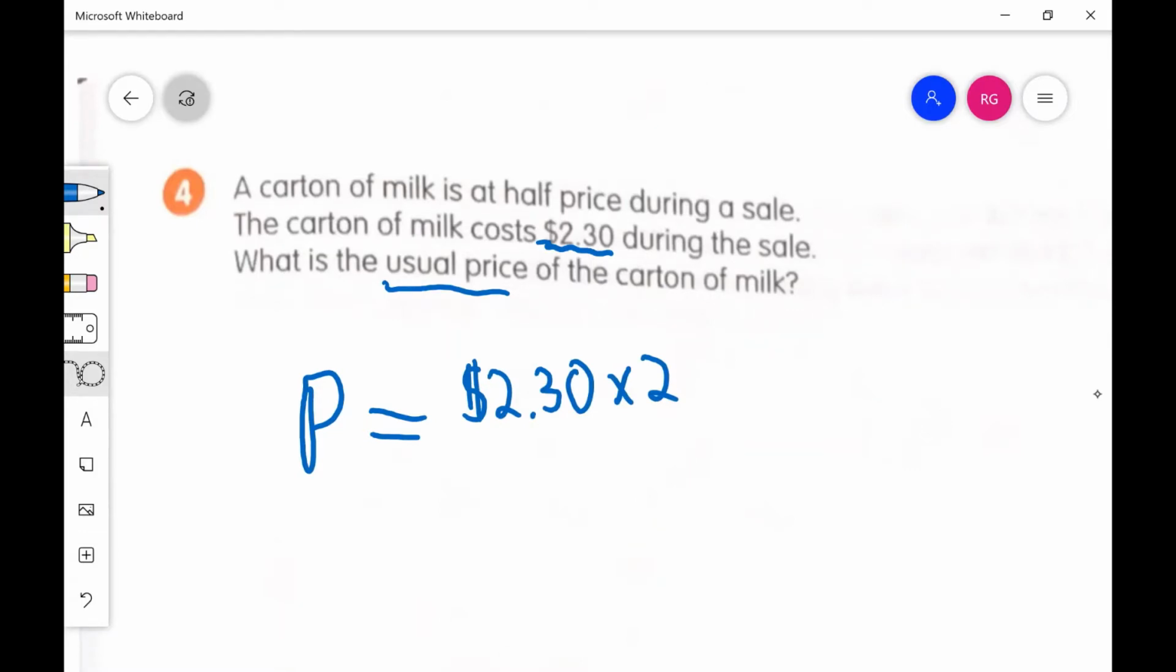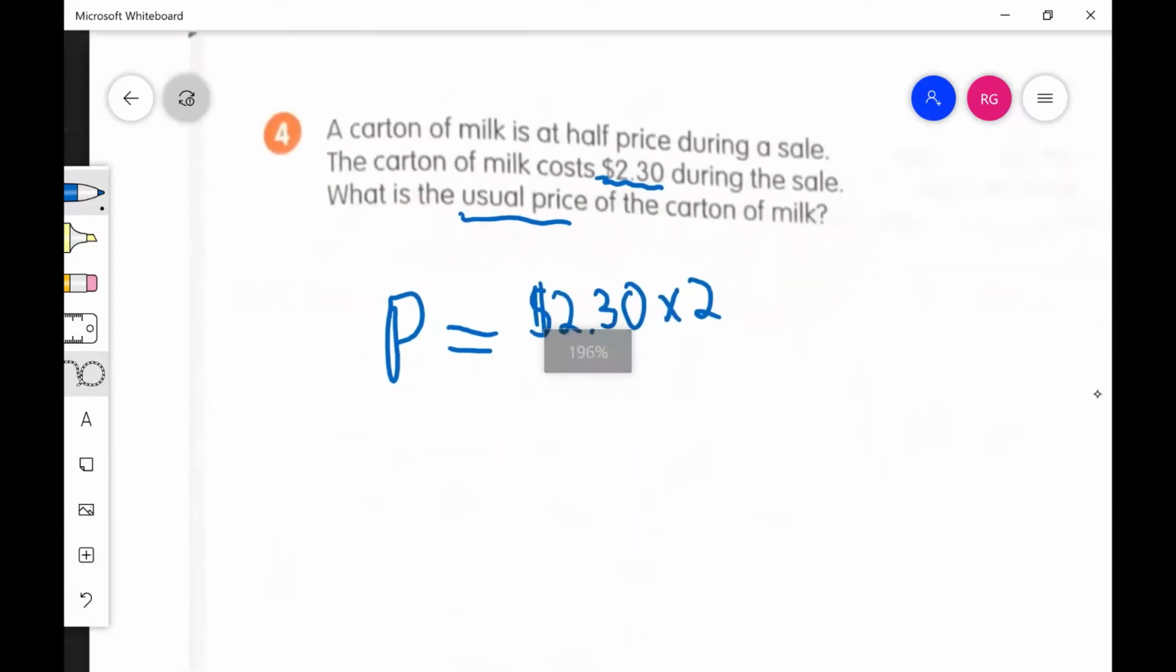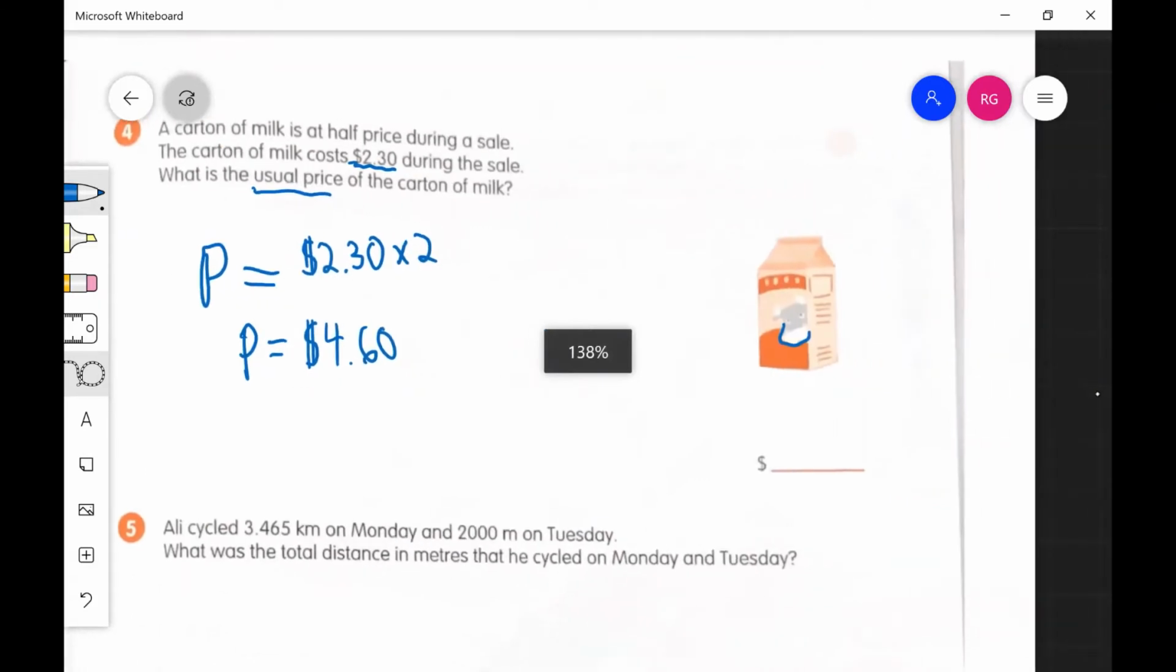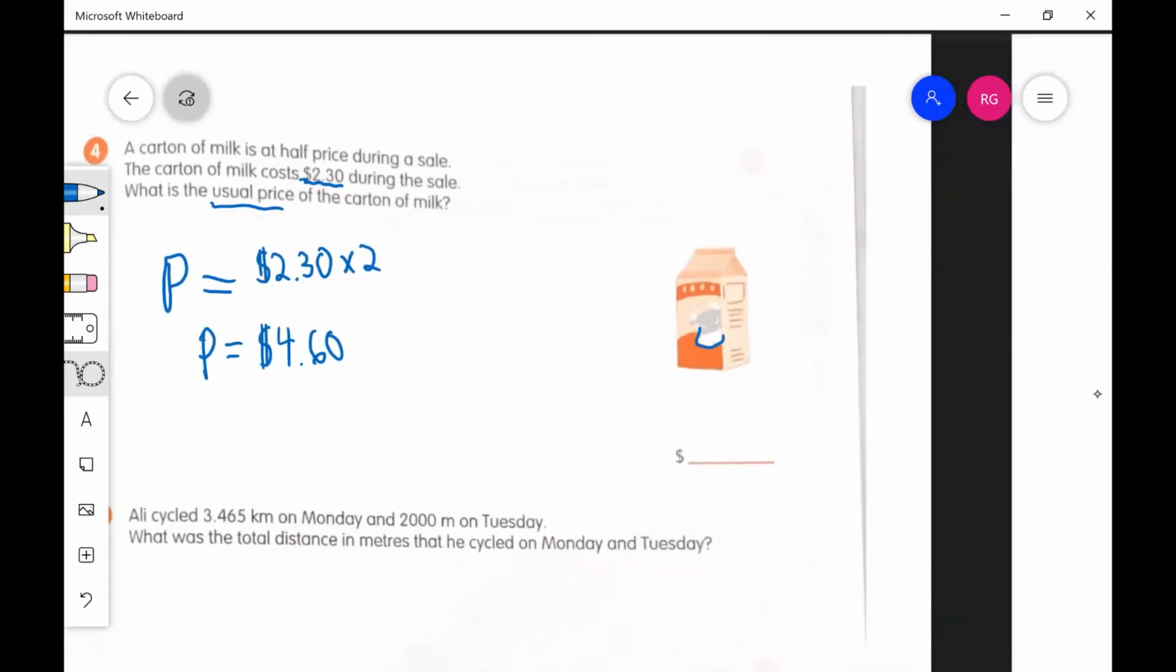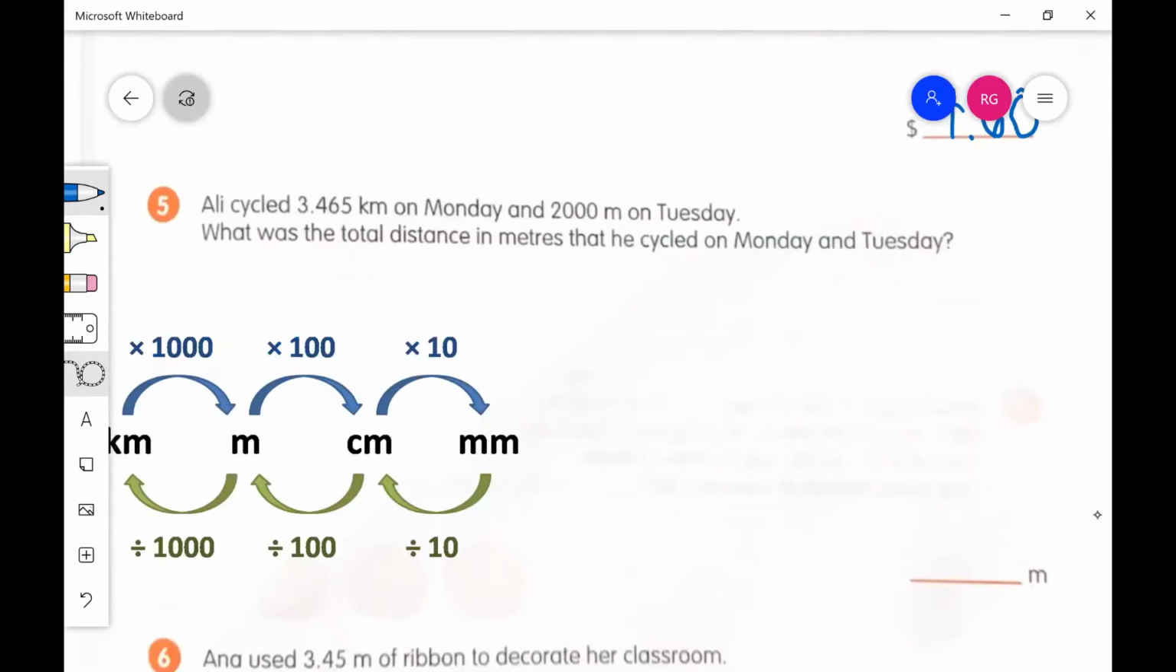So $2.30 times 2. So P equals, who's got an idea? Price, our usual price, we'll call that. P equals 4.60. All right. And if you were to say that as dollars and cents, could you try that? $4.60. Yes, you said that perfectly. You said the S there. $4.60.